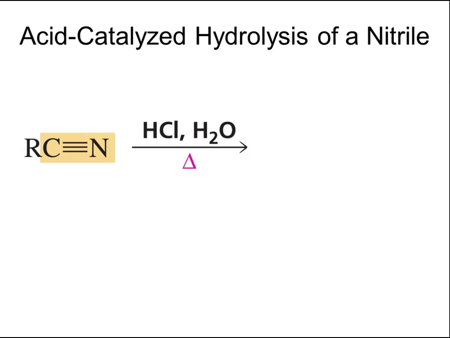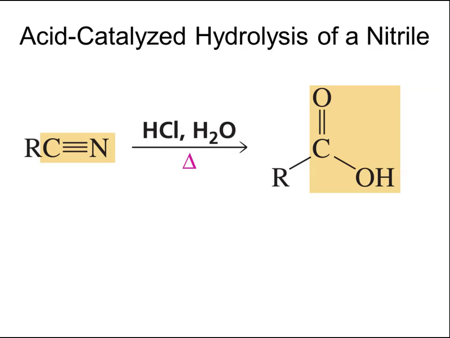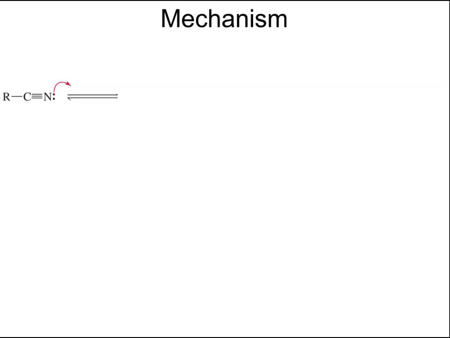Another reaction often talked about in this chapter, and we talked a little bit about this in the ketones and aldehydes chapter, but we can now go through the mechanism of how it happens. Acid catalyzed hydrolysis of nitrile groups actually turns them into carboxylic acids. Let's talk about this mechanism.